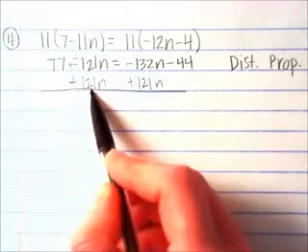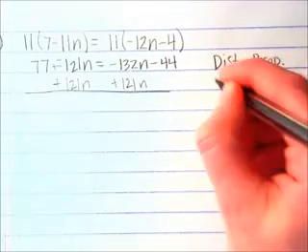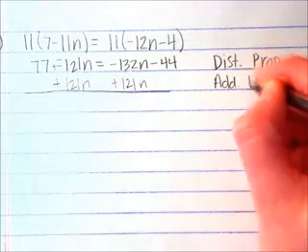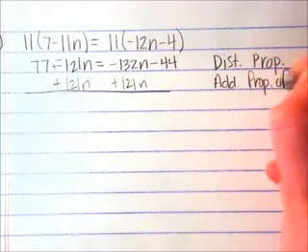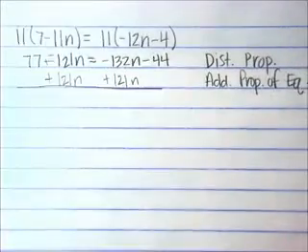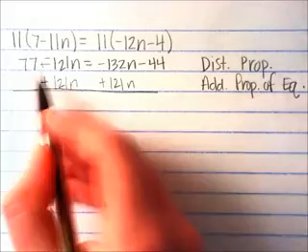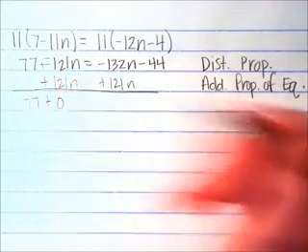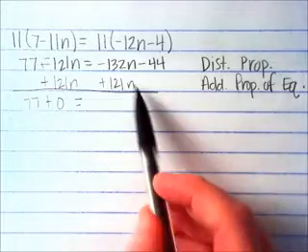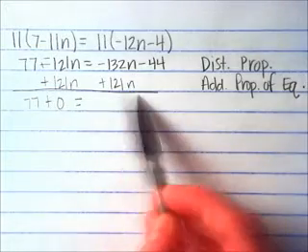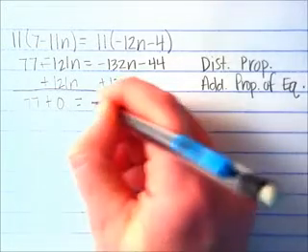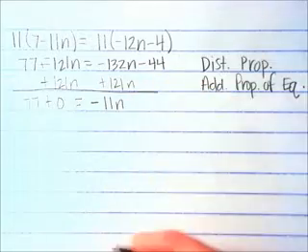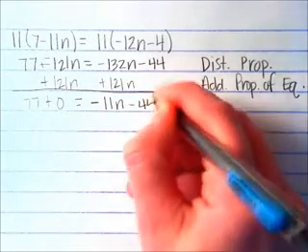If you add it to one side, you have to do it to the other, which we know by the addition property of equality, which we'll abbreviate. So here you're left with 77. These made a 0 pair, so I'm just going to put plus 0 equals. Now negative 132n plus 121n gives me negative 11n and bring down the minus 44.